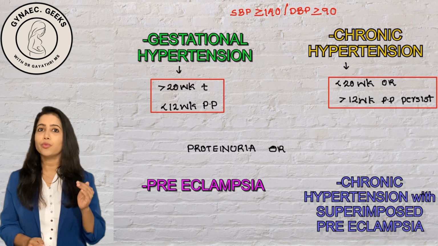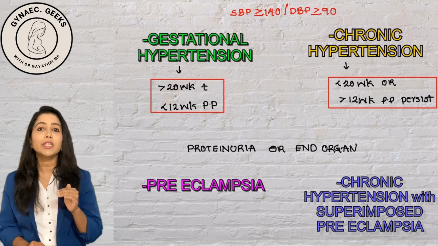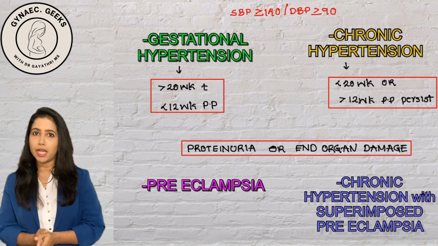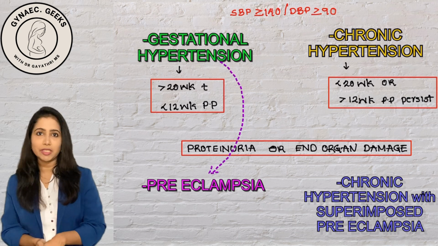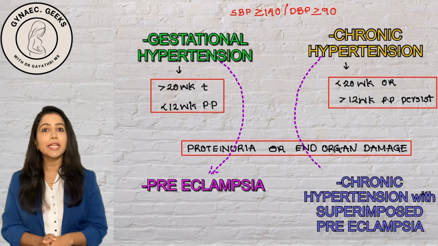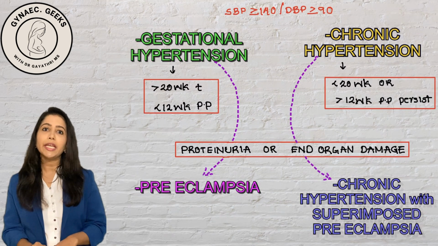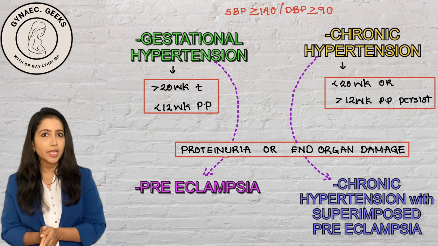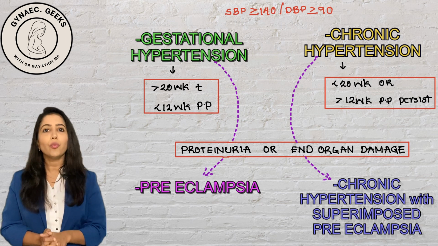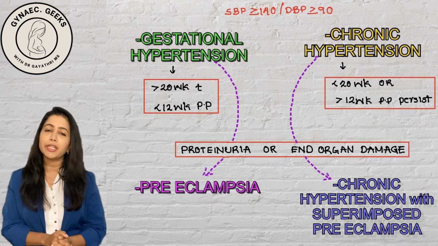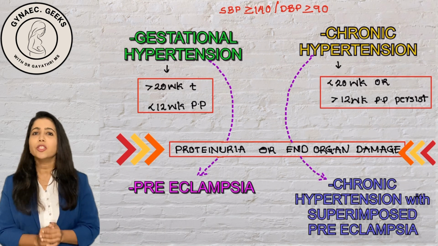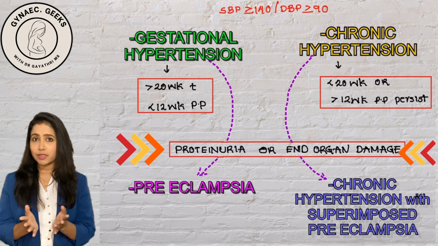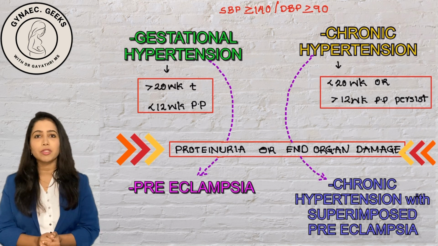So in a patient with gestational hypertension, if there is evidence of proteinuria or end organ damage, we call that preeclampsia. Similarly, in a patient with chronic hypertension, if there are signs of proteinuria or end organ damage, we call them chronic hypertension with superimposed preeclampsia. Alright, so now let's understand what is this proteinuria and end organ damage.